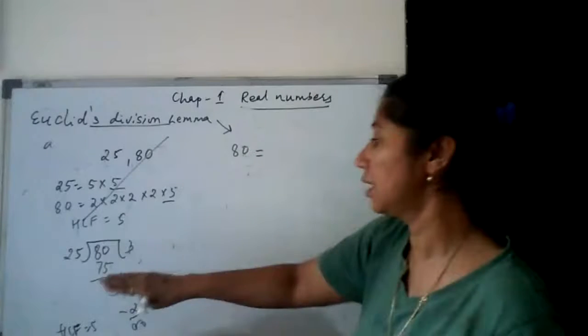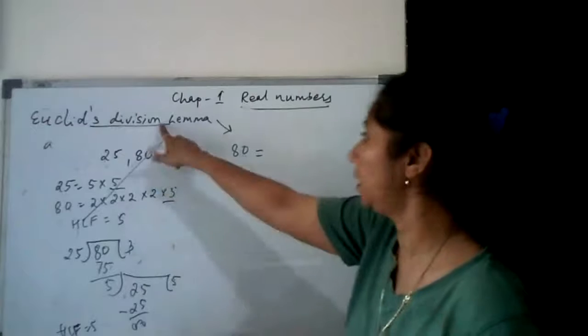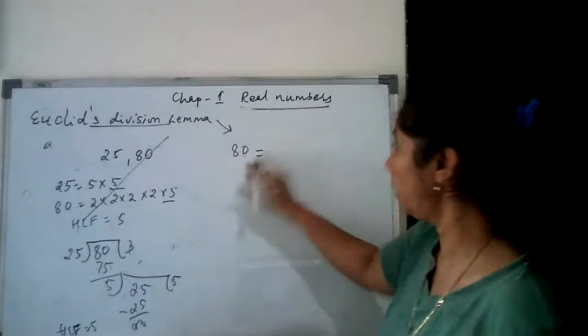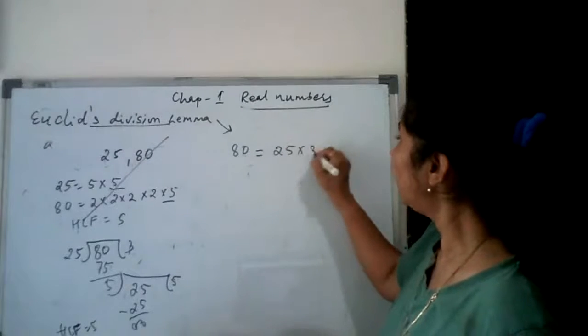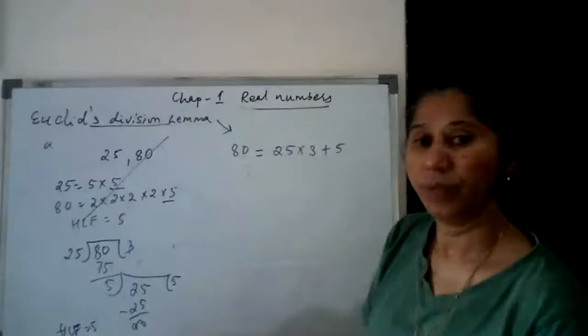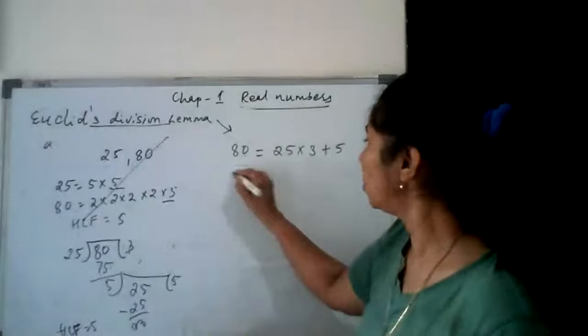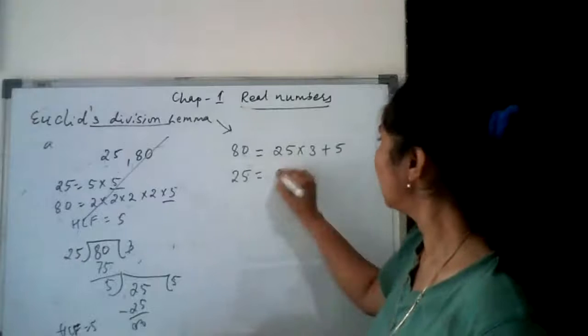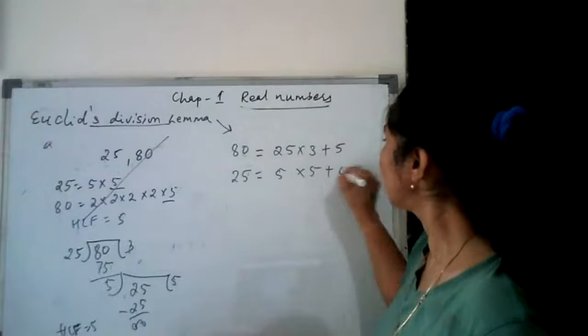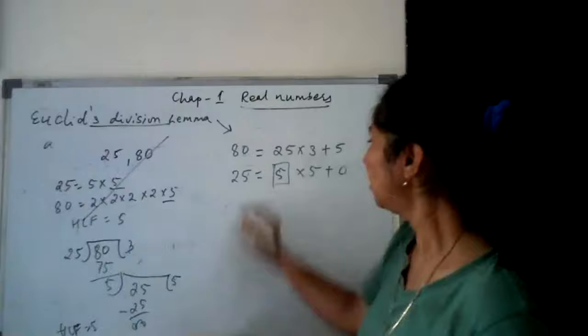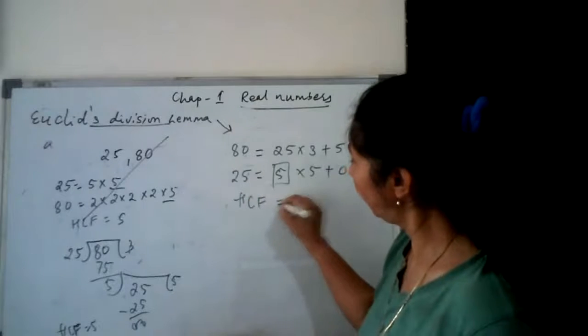Then it is 80. How do you write this? Just now we got dividend is equal to divisor into quotient plus remainder, that is A is equal to BQ plus R. So 80 is nothing but 25 into 3 plus 5. Then the second step of division: 25 is written as 5 into 5 plus 0. And this was our divisor, so we get HCF 5.